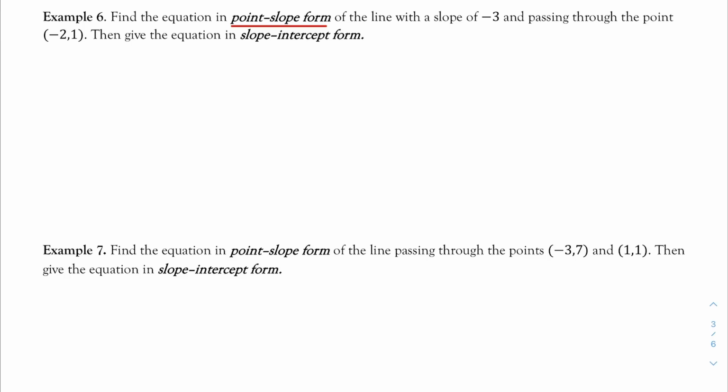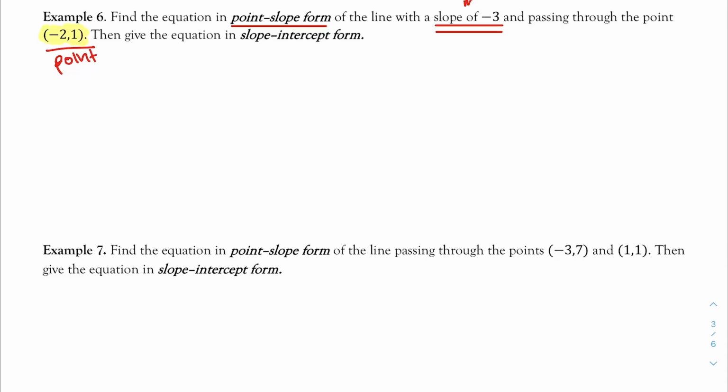So first off, do I have a point? Well, if I read my sentence, yeah, I've got a point. I've got the point negative 2, comma 1. This is my point. Next, I need a slope. Do I have a slope? Yeah, I have a slope of negative 3. Hence, I have everything I need to write this in point-slope form.